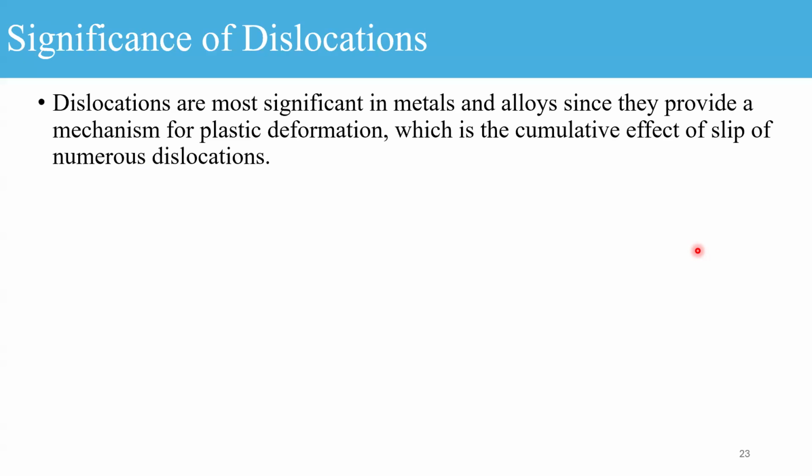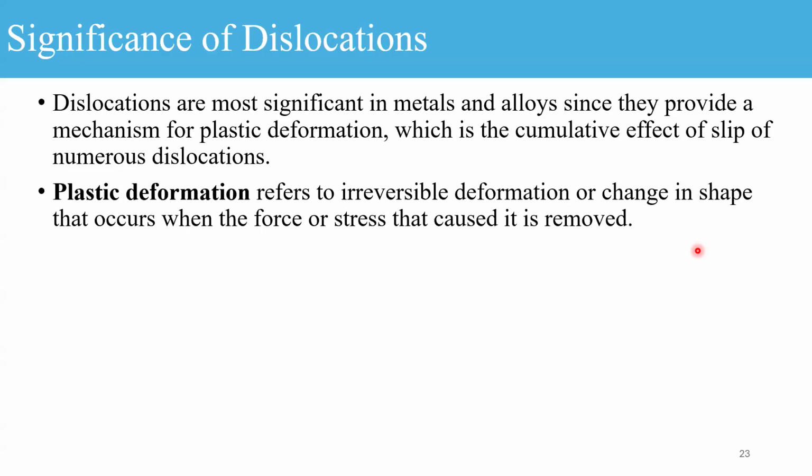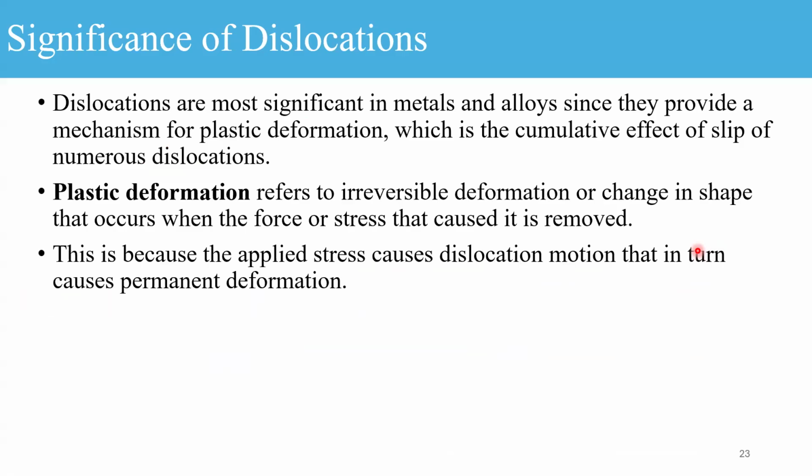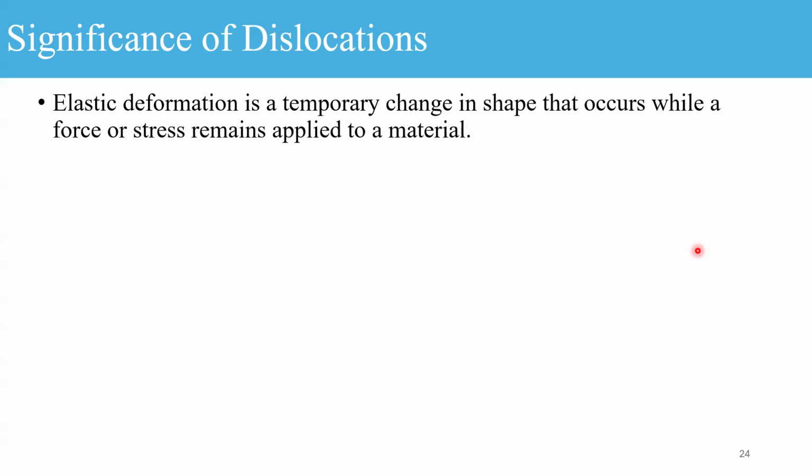Dislocations are most significant in metals and alloys because they provide a mechanism for plastic deformation, which is a cumulative effect of slip of numerous dislocations. That brings us to the definition of plastic deformation, which is the irreversible deformation or change in shape that occurs when the force or stress that caused the deformation is removed. That happens because the applied stress causes dislocation motion, and that in turn causes the permanent deformation.